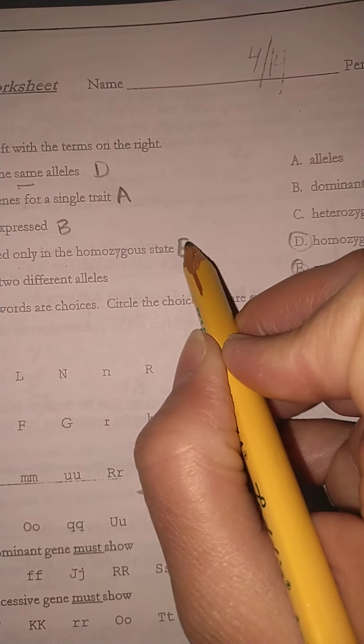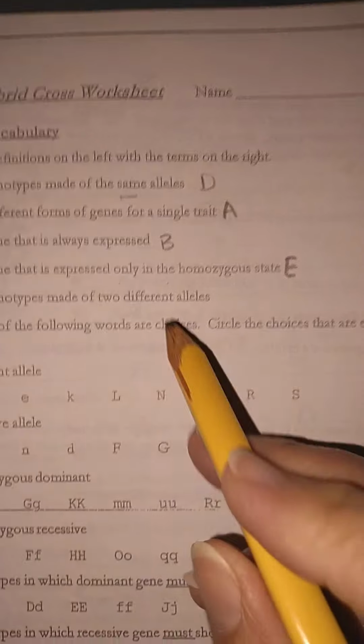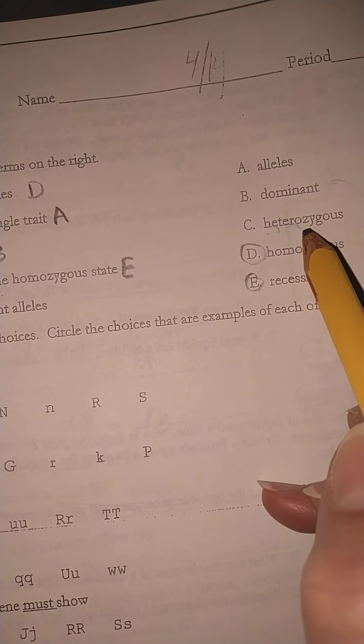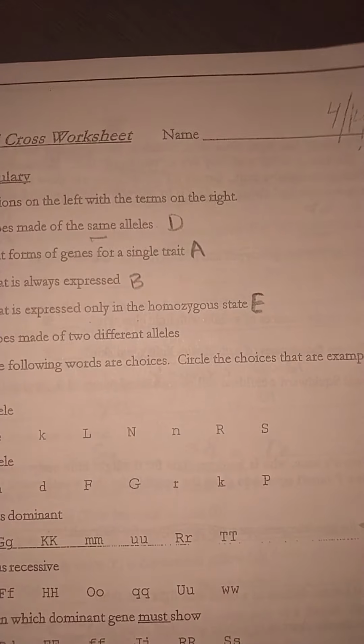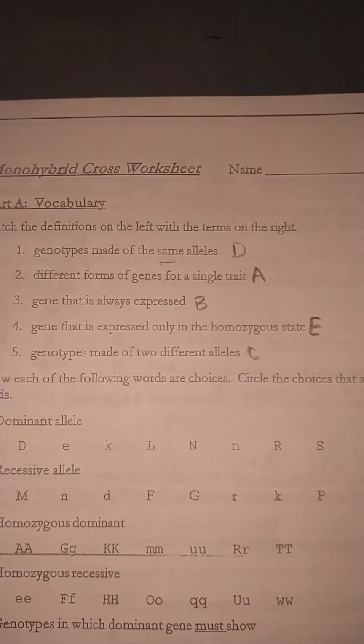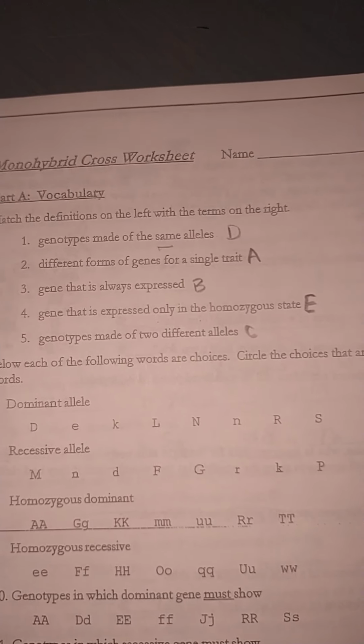Right there. And the genotype with 2 different alleles. Well, hetero means different, so heterozygous would be the 2 different alleles, and that is C. That's the vocabulary.